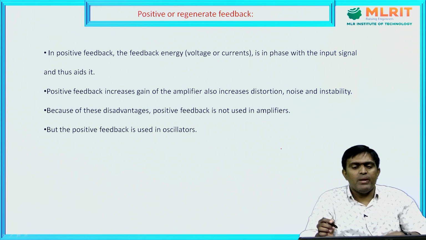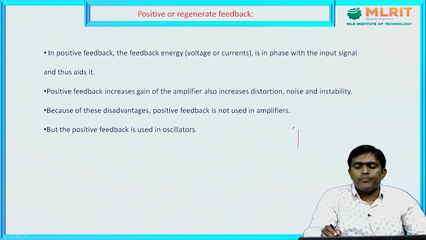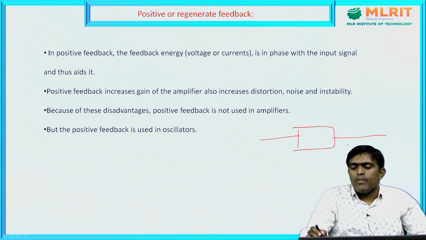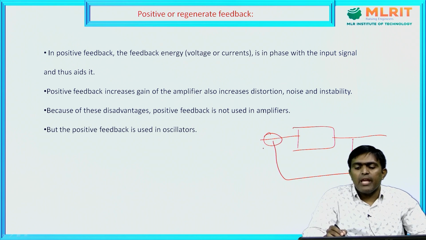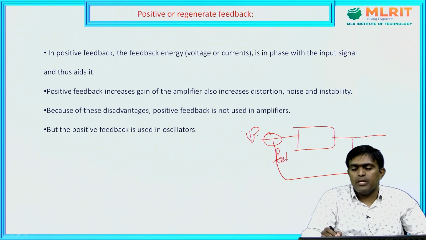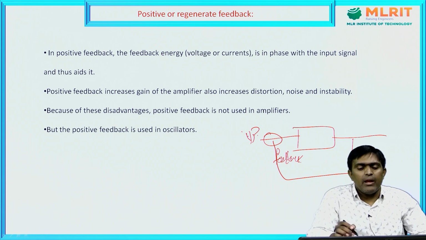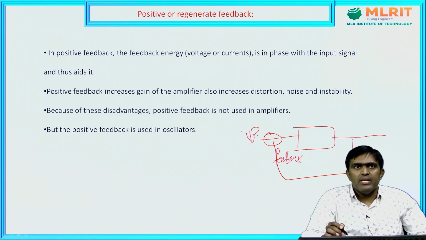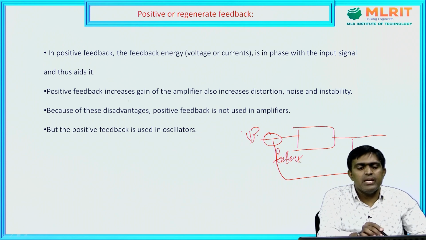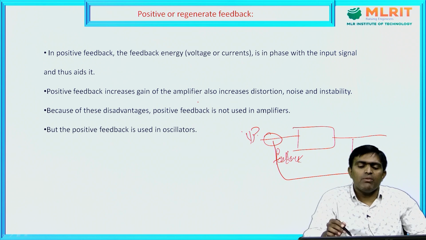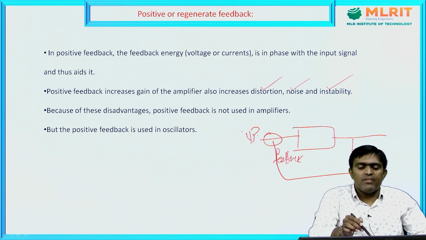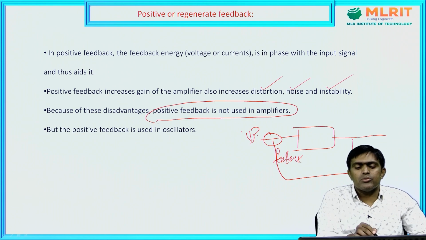Coming to the second type, that is positive feedback. In positive feedback, the feedback signal is in phase with the input signal, so we call it positive feedback. It increases the gain of the amplifier, and hence it increases the distortion, noise and instability. Due to this disadvantage, positive feedback is not used in amplifiers.